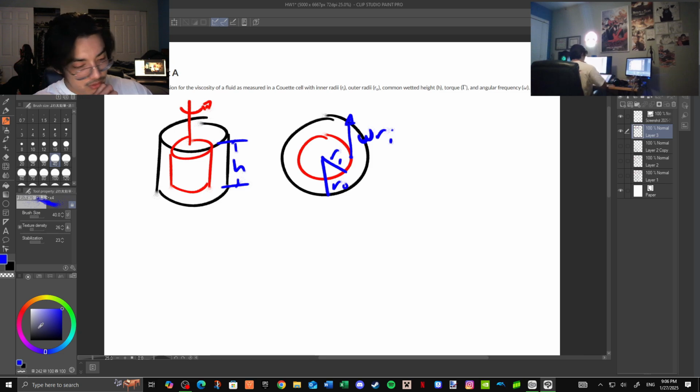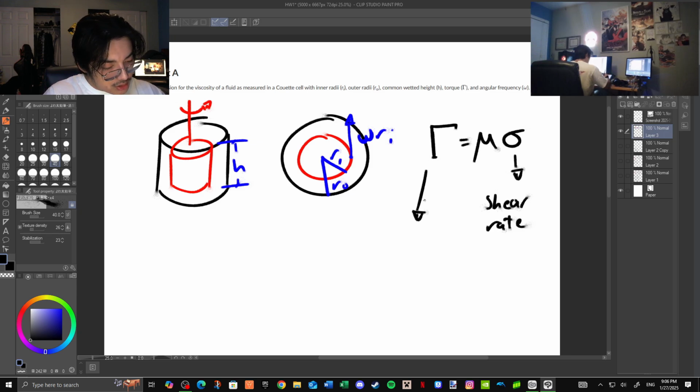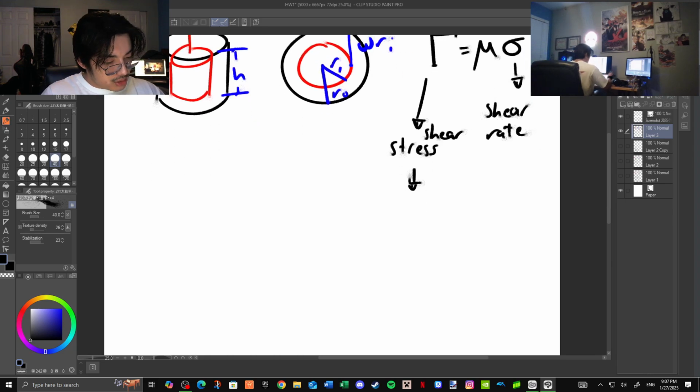So with torque, we can use an expression. It goes like this: torque will equal viscosity times sigma. Sigma in this case will equal shear rate, and torque in this case is also equal to shear stress. Shear stress. And then shear stress is equal to force over area.